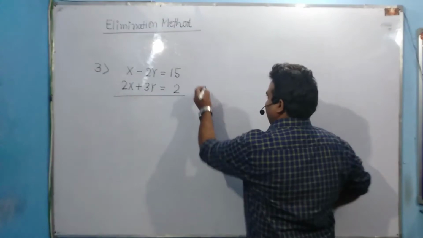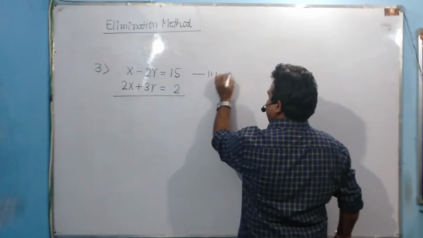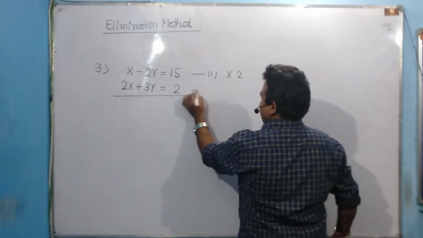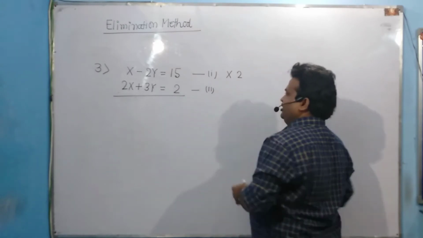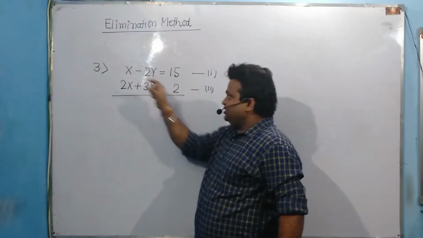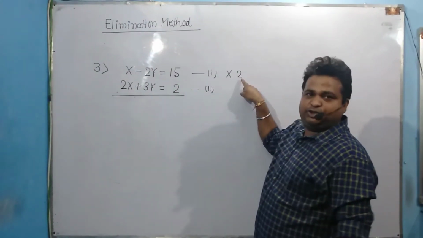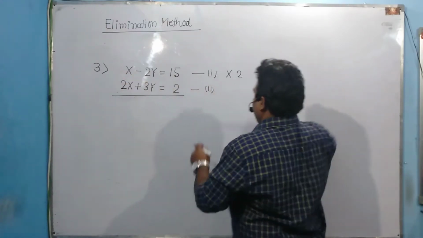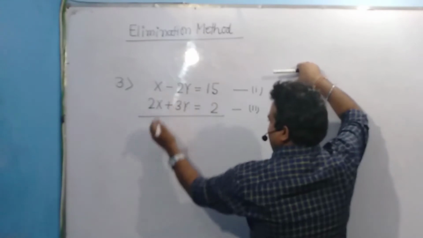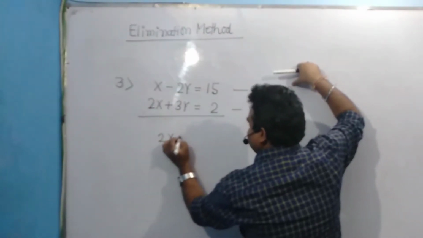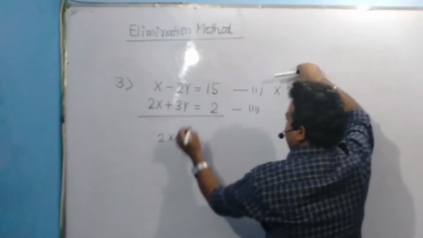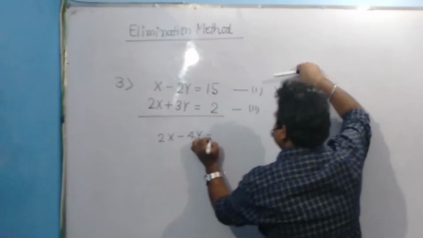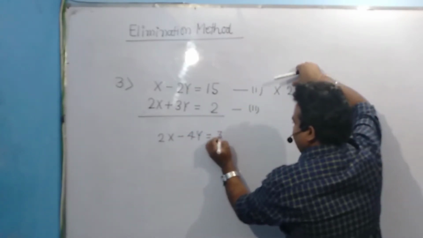You need to multiply equation number 1 by 2. This is my equation number 2, this is equation number 1. To make this 2x, you multiply equation number 1 by 2. Now if you multiply the whole equation by 2, you will get 2x minus 4y is equal to 15 into 2, which comes to 30.